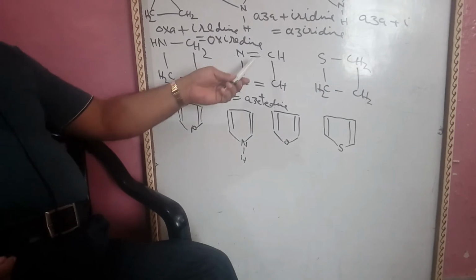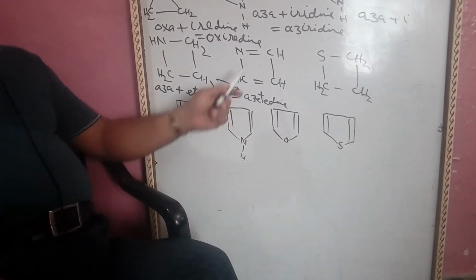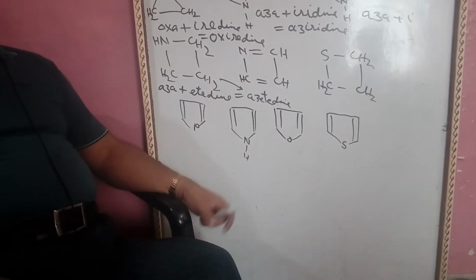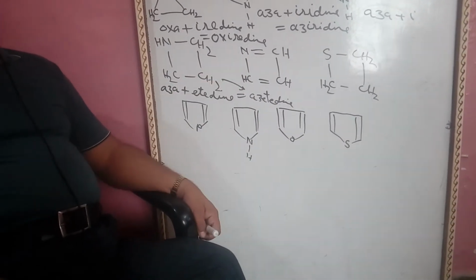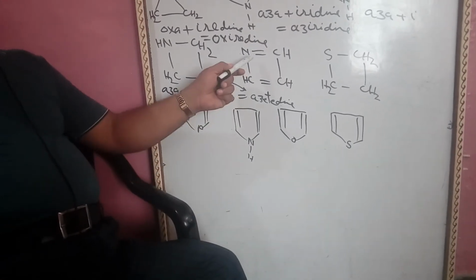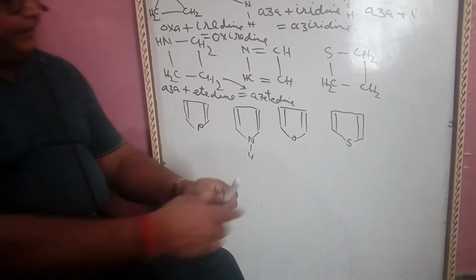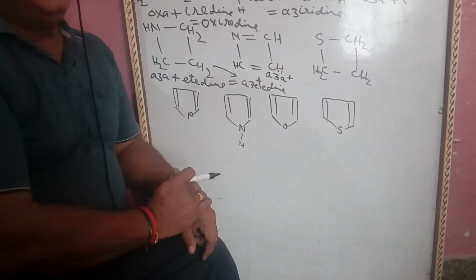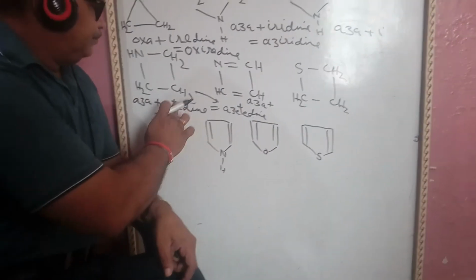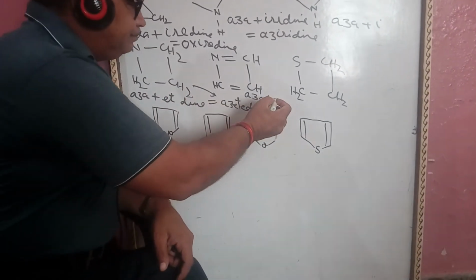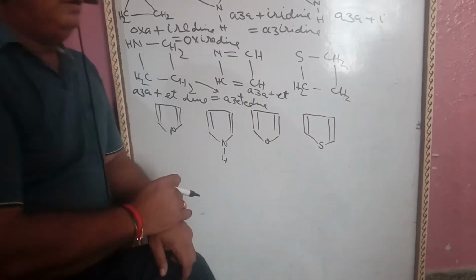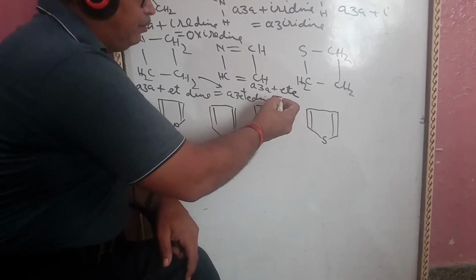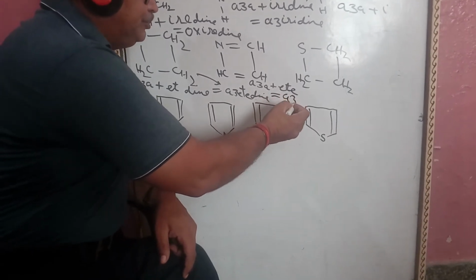Now we can take this example. In this compound, the ring is four-membered and the heteroatom is nitrogen. So the prefix for this compound is aza, while the stem will be ete and the suffix will be ete, and the name of this compound will be azete.